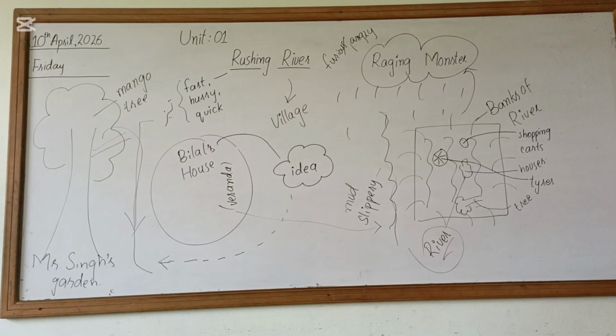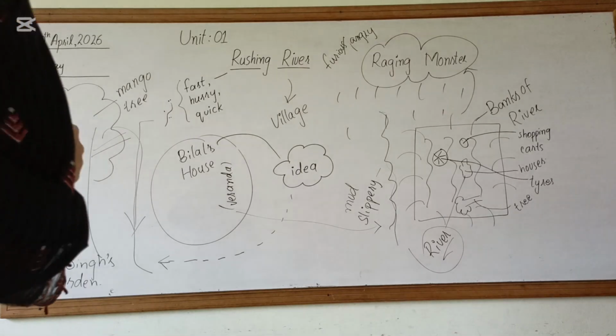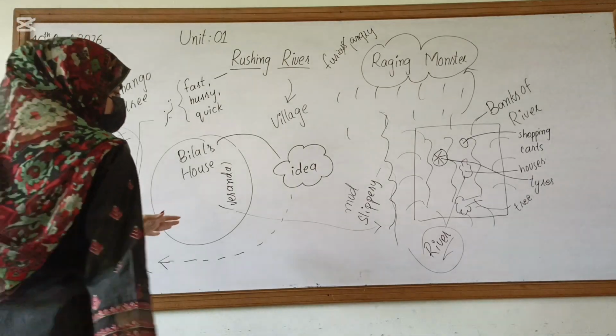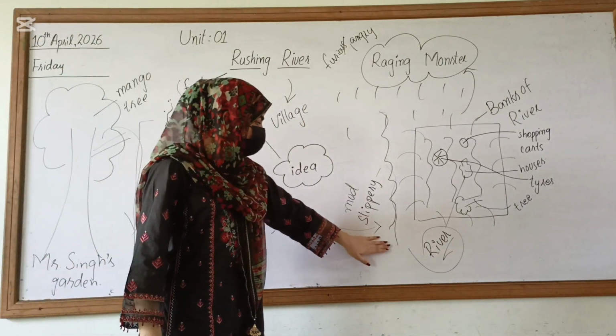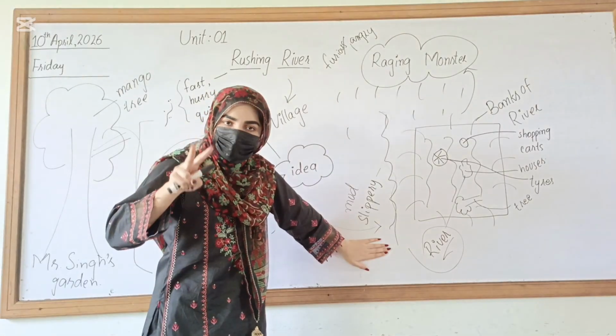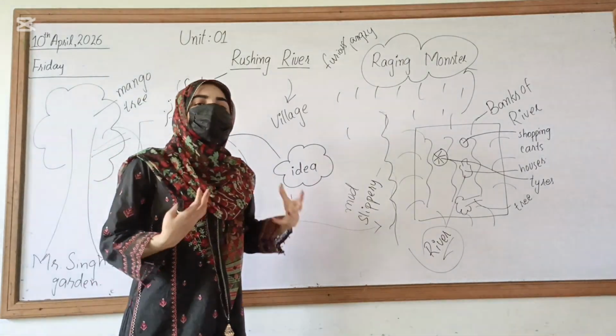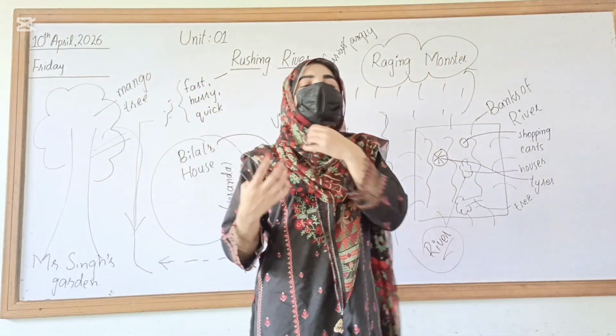Bilal moved outside the house, outside the Mr. Singh's garden, and then he started following his parents. The parents were running into the front and Bilal was following them. When they both reached the river, his mother and his father, and then Bilal followed them. Bilal was shouting, "Mom and Dad!" He was yelling at its peak.